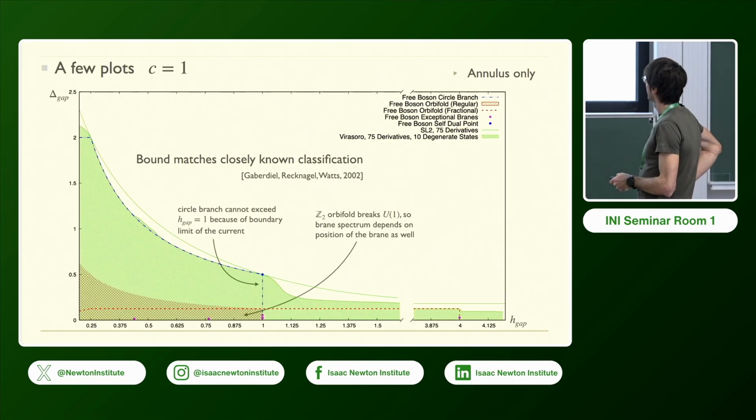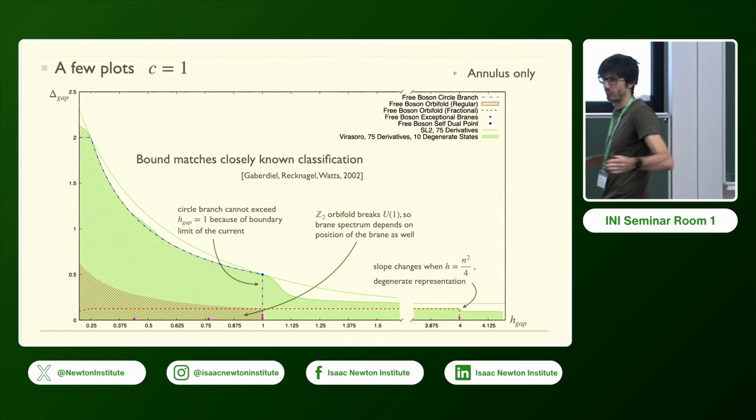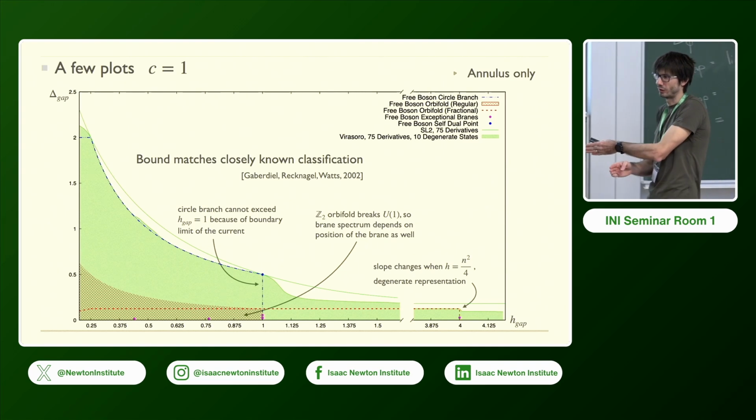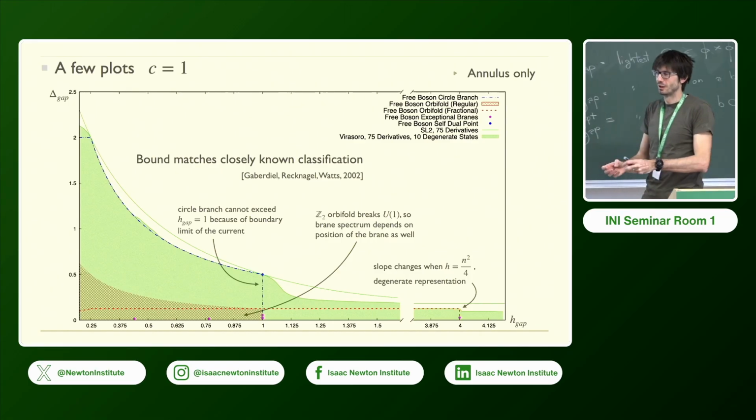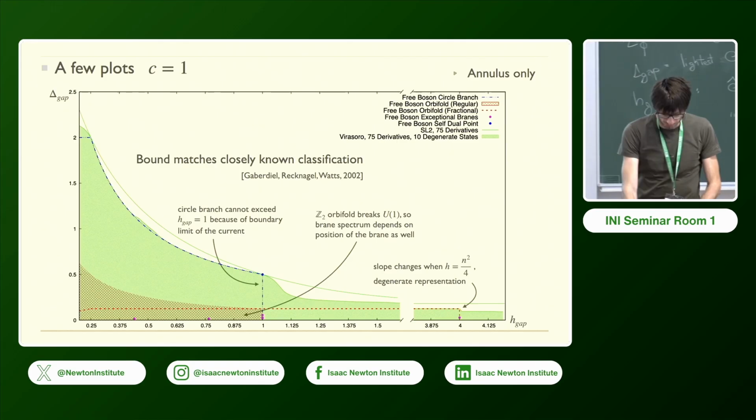Okay, this I already said. And there are some changes in slopes here, which are associated to the general representation of the Virasoro algebra. When I increase the gap past one of these degenerate representations, I have a jump in the structure of this equation, and the bound reflects that.